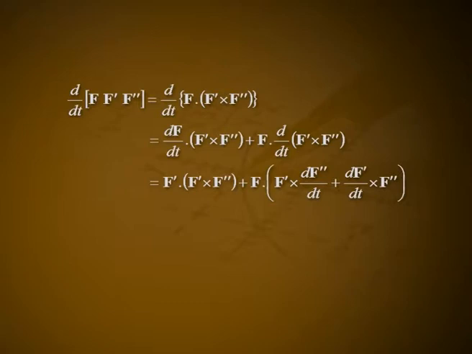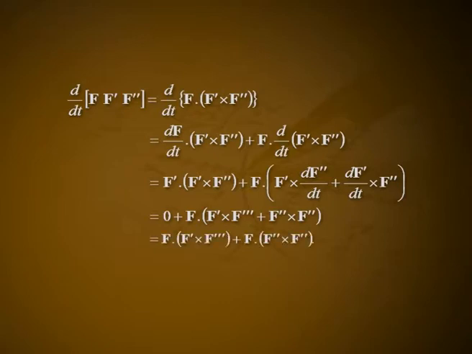Solution: d/dt of [f, f', f''] is equal to d/dt of f dot (f' cross f'') is equal to (df/dt) dot (f' cross f'') plus f dot d/dt of (f' cross f'') is equal to f' dot (f' cross f'') plus f dot (f' cross df''/dt plus df'/dt cross f'') is equal to f dot (f' cross f''') plus f dot (f'' cross f'') is equal to f dot (f' cross f''') plus 0 is equal to f dot (f' cross f''').